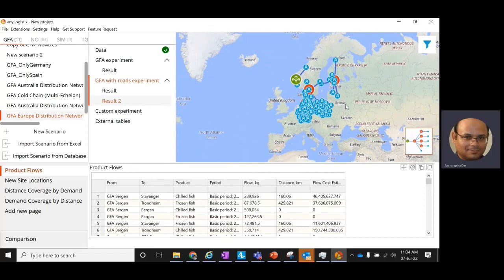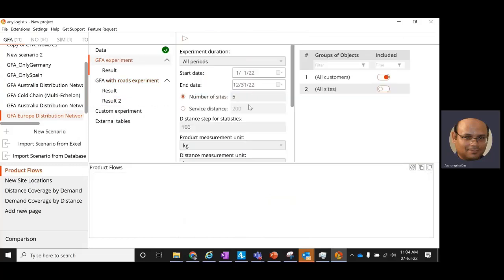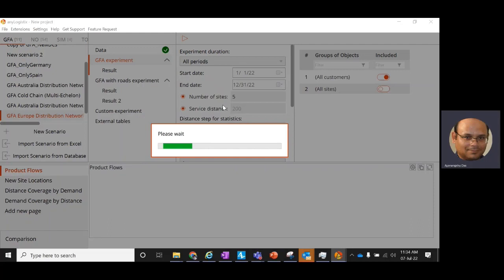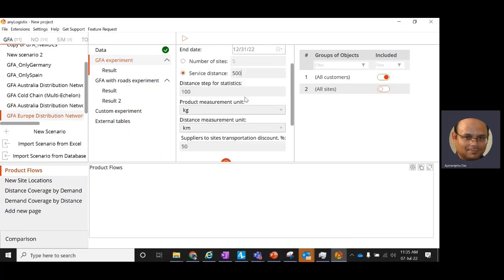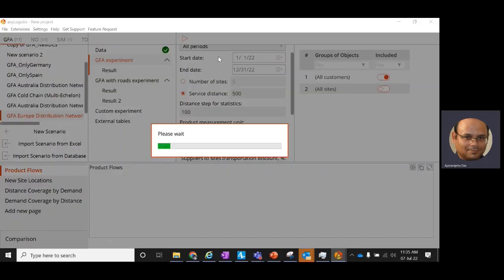In that case, we can specify a particular location around the suggested region where we can actually open a DC. We'll see that in a minute, but before moving to that, as we mentioned, in the GFA experiment we have already decided that we want 5 sites. But maybe based on the service distance, we want the optimizer to suggest how many sites it should open, such that none of the DCs to the customer's location should be more than 500 kilometers. So here we are not specifying the number of DCs, but asking the tool to suggest how many DCs should be opened.